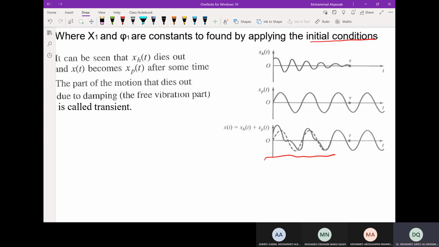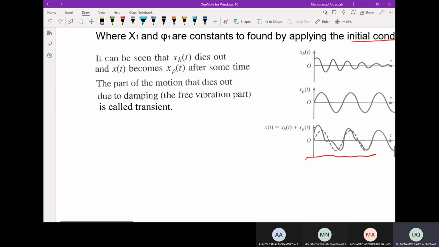Okay, and this is why when we start up our engines or cars, the engine will shake for a short time and then it becomes smooth, or any machine. During the startup, it will have this shaking and then it will run smoothly. Okay, the homogeneous is called a transient, and the particular is called a steady state. The part of the motion that dies out due to damping, which is the free vibration part, is called transient, which is temporary.